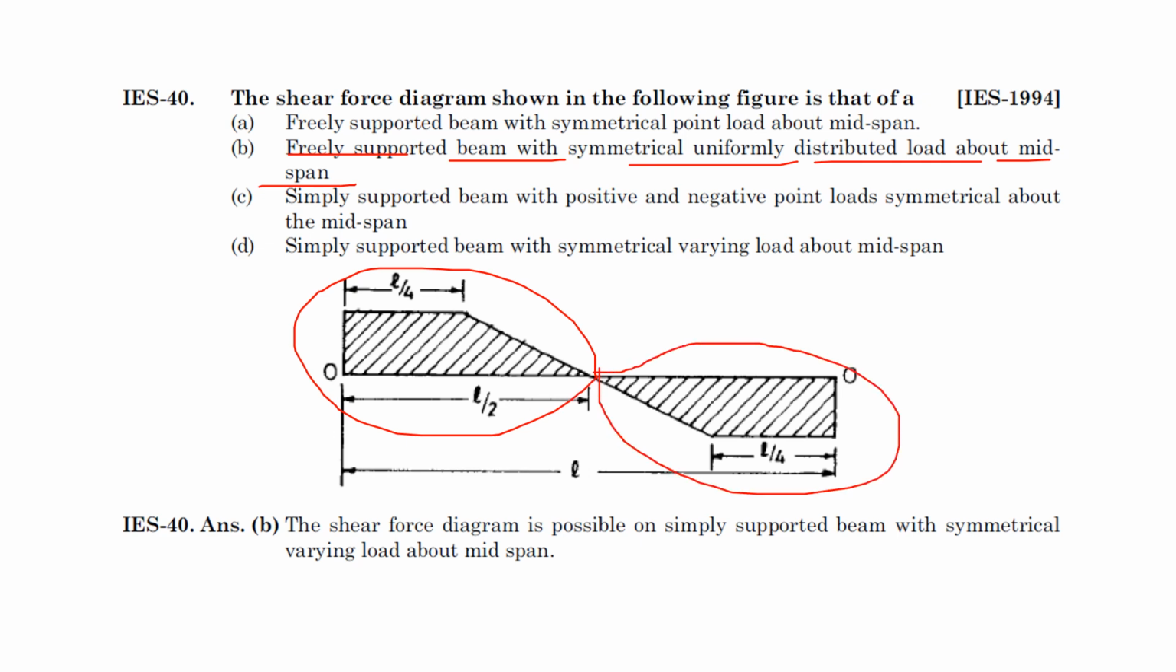Symmetrical, you can say in terms of area. Its area is almost the same. So it is nothing but a freely supported beam with a symmetrically uniformly distributed load over mid-span. Okay, so the answer is B.